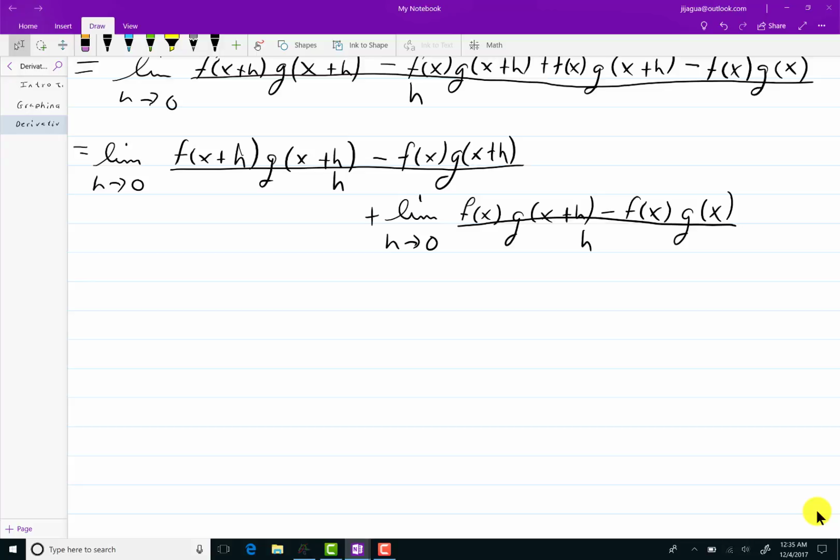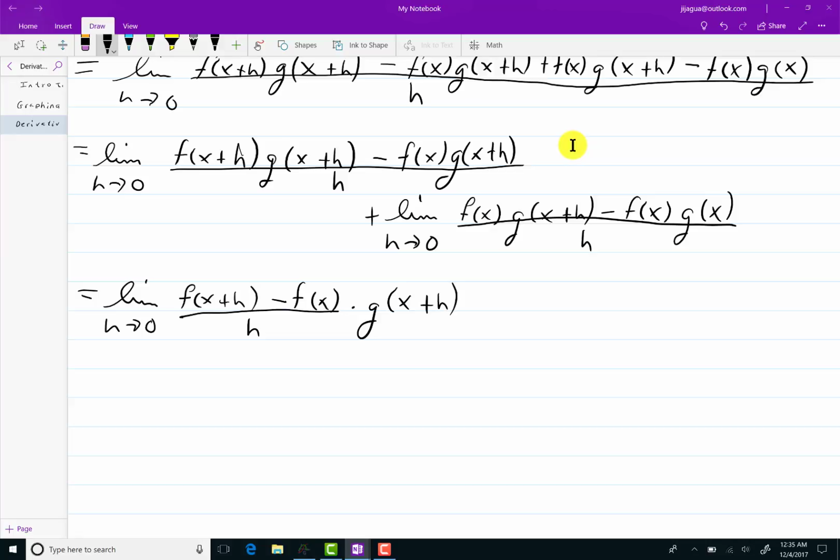Now in the first two terms, this g of x plus h here, I am going to factor it out of the numerator. So this equals the limit as h goes to 0, f of x plus h minus f of x all over h times g of x plus h, plus the limit as h goes to 0. This time you'll see the common term that I have is f of x. So I'm going to factor that f of x out. So I have f of x times the quantity g of x plus h minus g of x all over h.